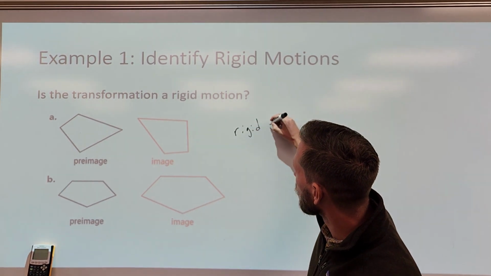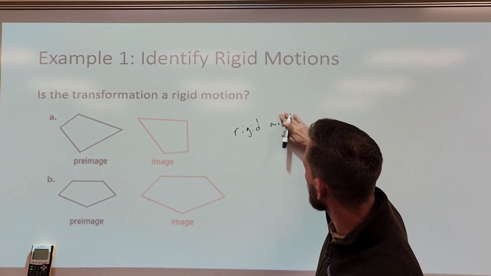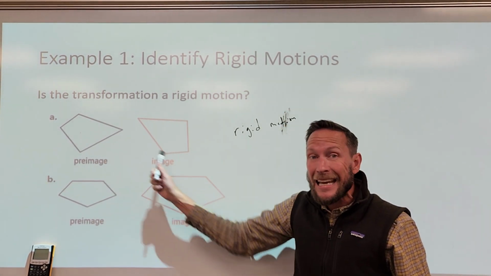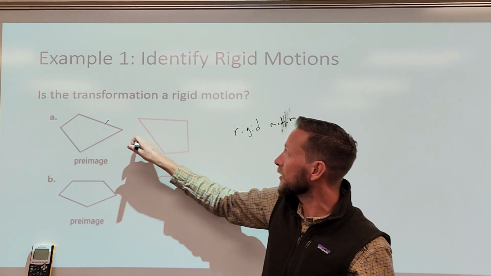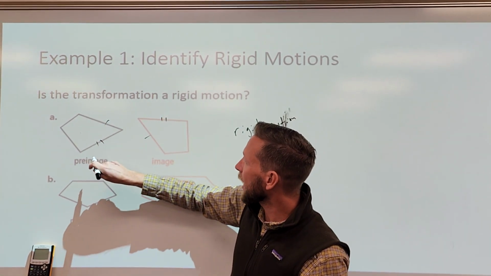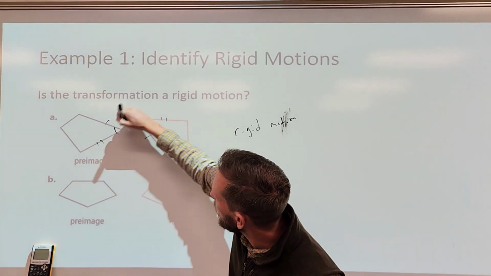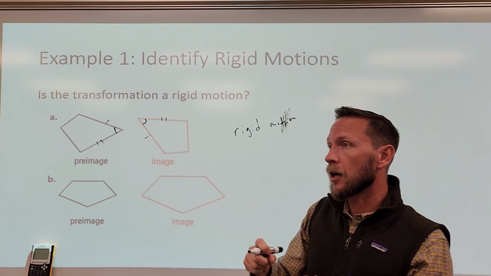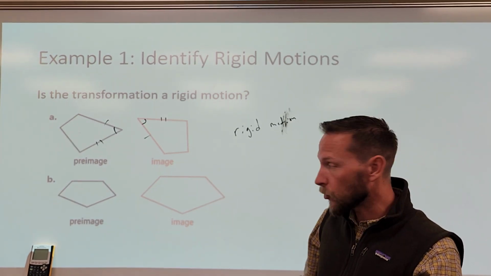This is a rigid motion. If I could spell motion. All right? This figure maintains its size and shape. This segment is the same as that segment. This one is the same as that one. This angle here is going to be congruent to that angle there. They're not changing the size or the shape.